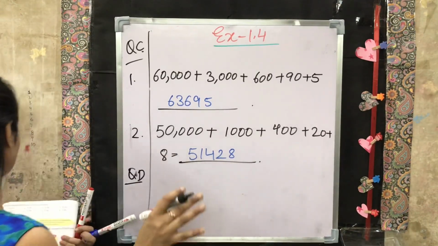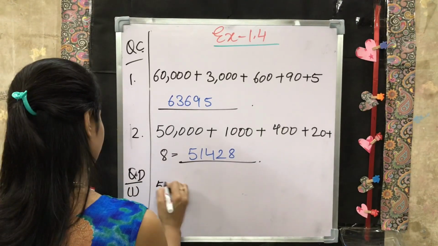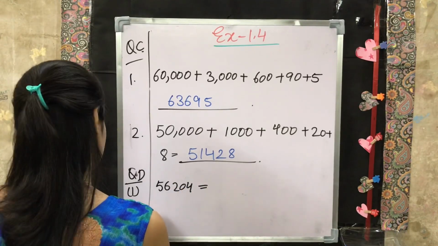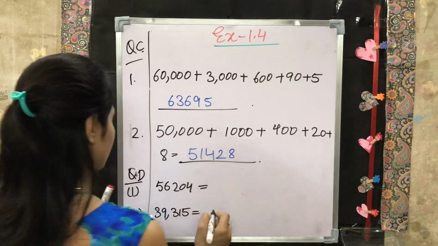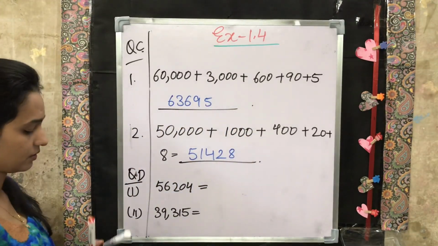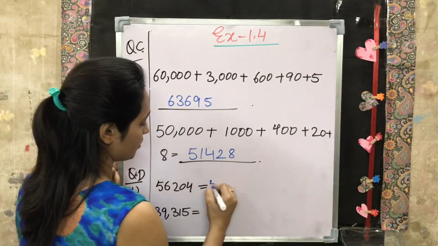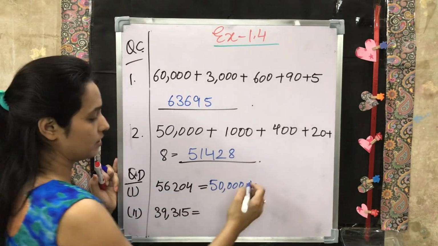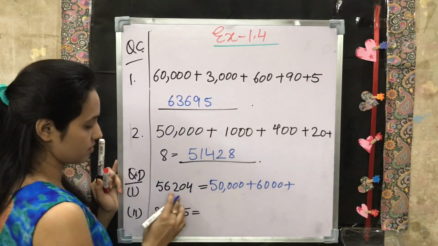Again you have to do the expanded form. First is 56,204 and the next is 39,350. All right. So with this, we have to just expand these numbers. Expansion of these numbers is very easy. We can put the zeros according to the places.